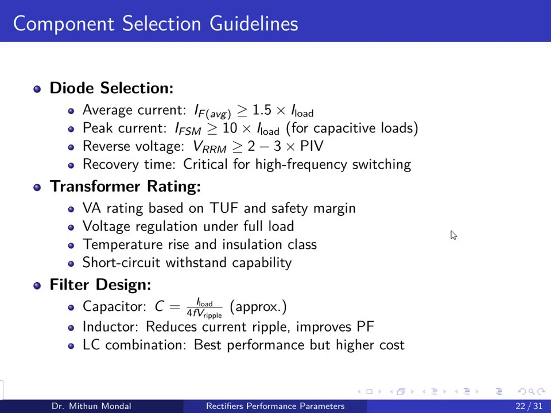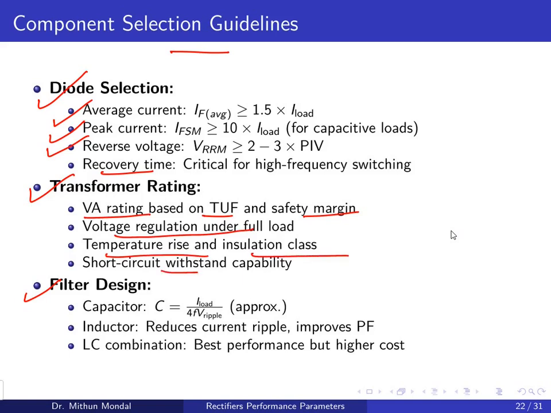We need to follow component selection guidelines, from the diode selection to the transformer rating and the filter design. For the diodes, we need to do the current analysis, whether it is average current or peak current. The reverse voltage also we need to determine, and the recovery time of the diodes. For the transformer, we need to compute the VA rating based on the transformer utilization factor and the safety margin, the voltage regulation under full load condition, the temperature rise and insulation class, and the short circuit withstand capability.